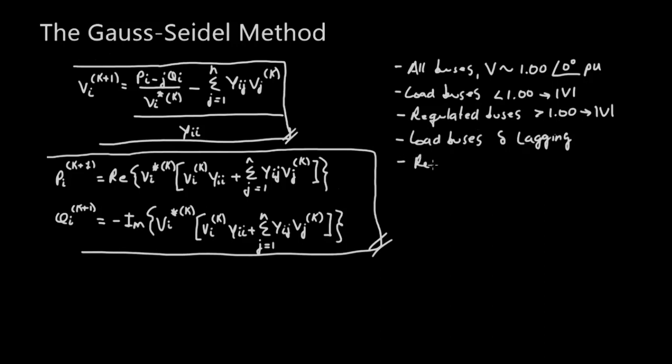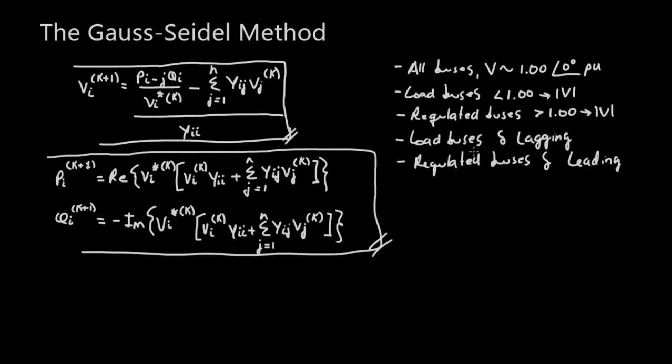And for regulated buses, you would expect the power angle to be leading. So we'd expect maybe a load bus to have a voltage angle, or rather power angle, of let's say -5 degrees or -10 degrees, something like that. And for a regulated bus, maybe you would expect the phase angle to be 5 to 10 degrees positive. And so again, you could also take that into consideration when you're taking your initial guess.